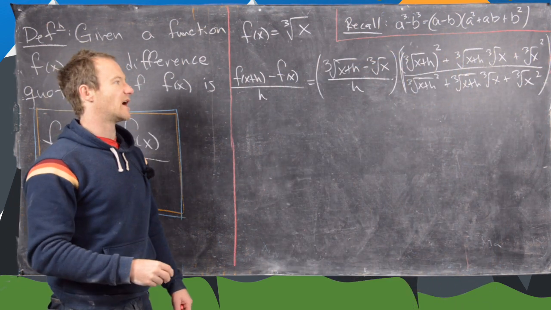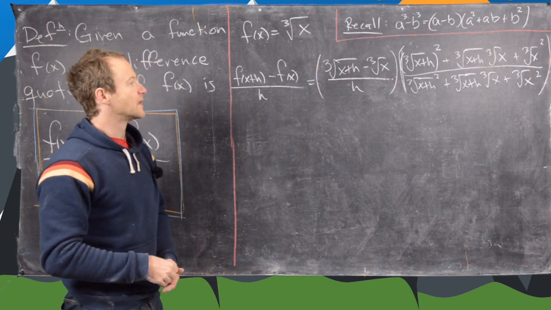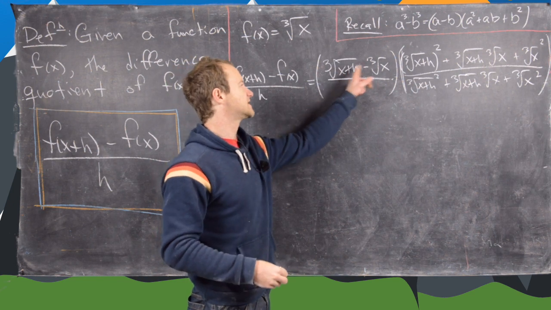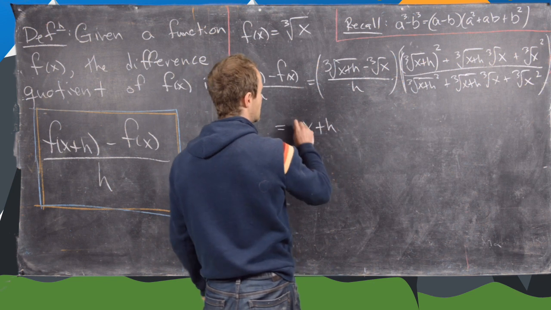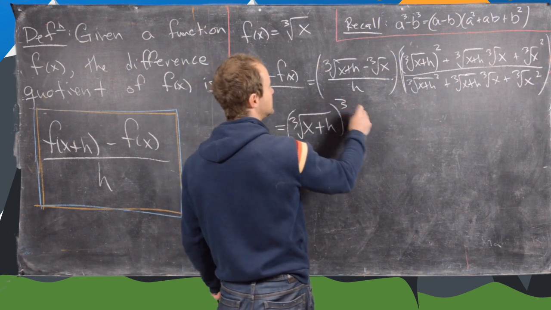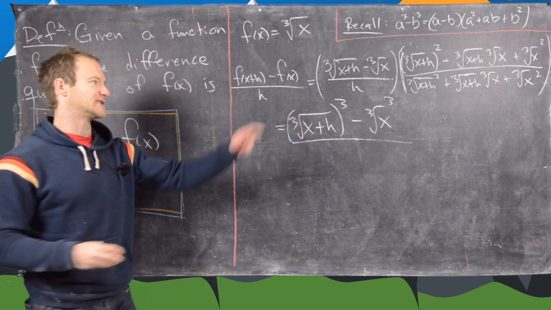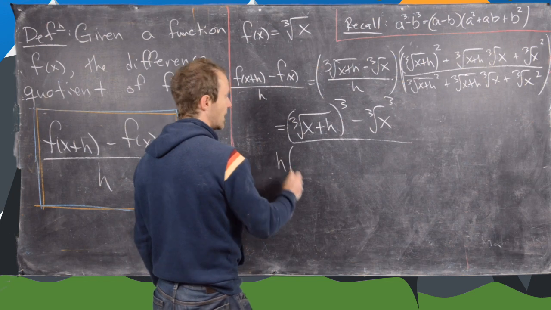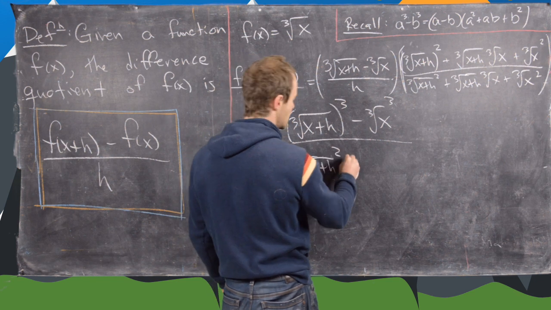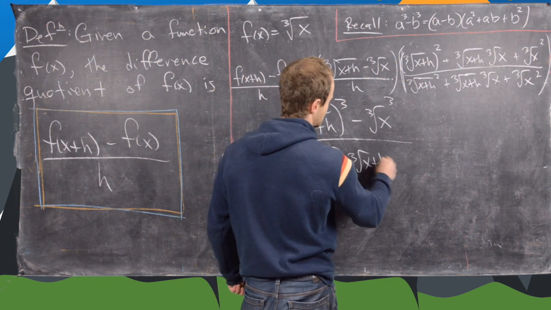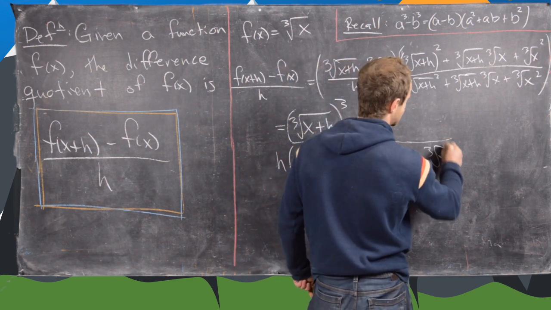So notice we've done this for a reason, and that is because it simplifies this numerator. Notice it simplifies this numerator down to this cubed minus that cubed. In other words, the cube root of x plus h, all cubed, minus the cube root of x, all cubed. And then our denominator is this long thing that we had before. So h times the cube root of x plus h squared plus the cube root of x plus h times the cube root of x plus the cube root of x squared.